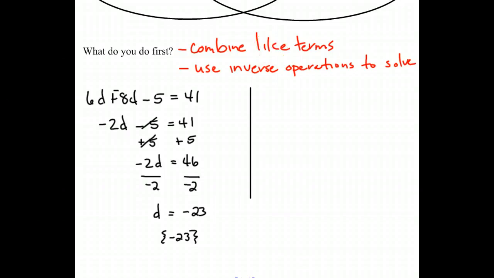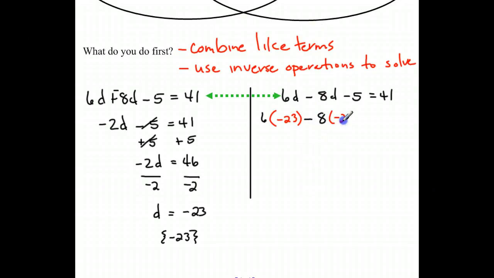And now I'm going to do a check. Just as in the other problems, our check should always start by repeating the original problem. I'm going to start with 6d minus 8d minus 5 equals 41. And I am going to take out the d and replace it with a negative 23, because that's what I believe my solution is. 6 times negative 23 minus 8 times negative 23 minus 5 equals 41.